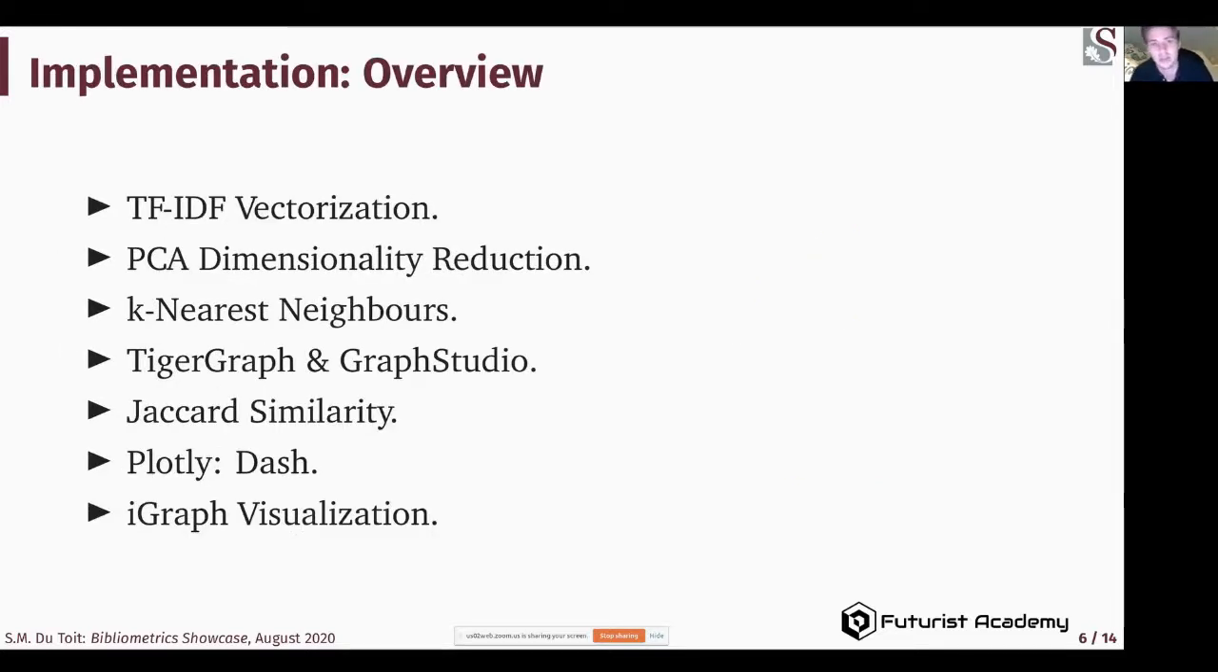So the implementation overview, what I've done so far, as it's still a work in progress. The first is TF-IDF Vectorization. The second is PCA Dimensionality Reduction, which just reduces the vectors. I used the k-nearest neighbor machine learning algorithm. I then had TigerGraph as the backend database and used GraphStudio with that. I implemented one of the GSQL algorithms, the Jaccard Similarity algorithm, and then I used Plotly's Dash to display in the front end, and for the 3D visualization part, I used the iGraph package.